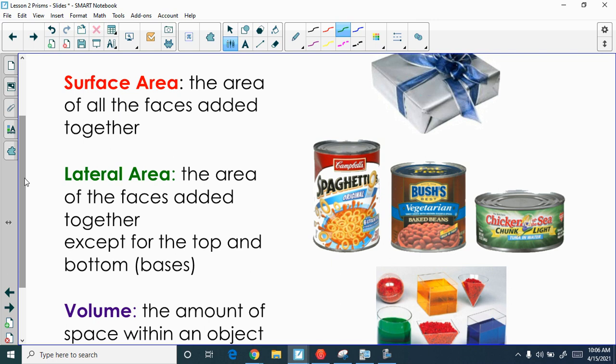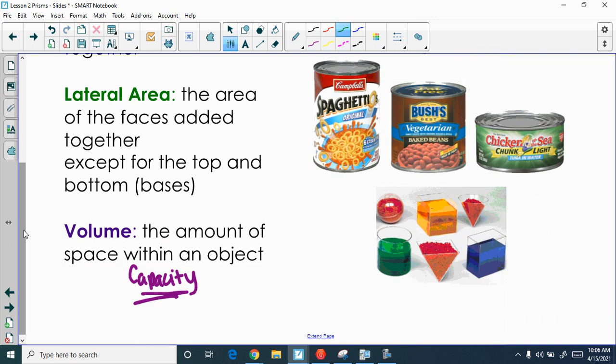So the best way to think about this is a can. You think about the label on the can, how it only covers the sides of the can, it doesn't cover the top and the bottom. The last one we've got on here is volume, and volume is going to be the amount of space within an object. So if we're filling a glass with water, that would be volume. Another word you may hear it as is capacity. So if you're asked for capacity or how much something can hold, it's talking about volume.